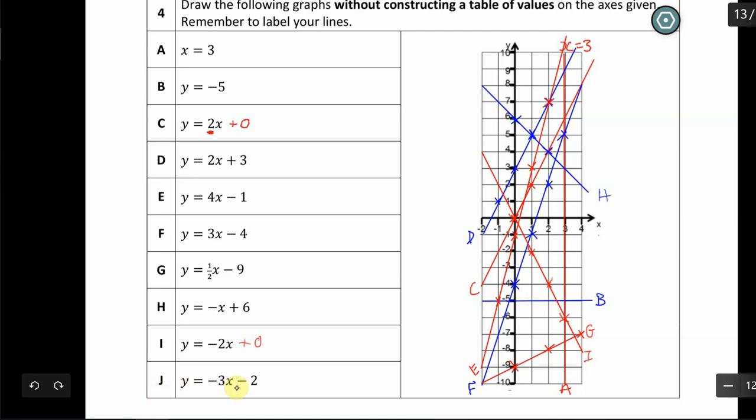And finally, J, y equals negative 3x minus 2. It's going to go through minus 2. Very congested now. And it's got a gradient of negative 3. So we're going to go across 1, down 3. So it's going to go through here. And we're going to go across 1, down 3. We can't fit another one on that way, but maybe we can go back the other way and go left 1, up 3. So I'm going to go through here as well. Left 1, up 3. So that's where I'm going to start. There we go. And that's line J. All done.